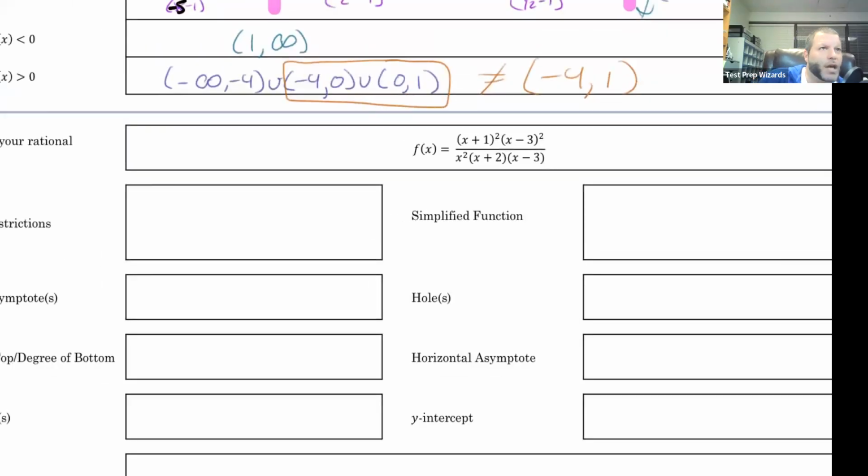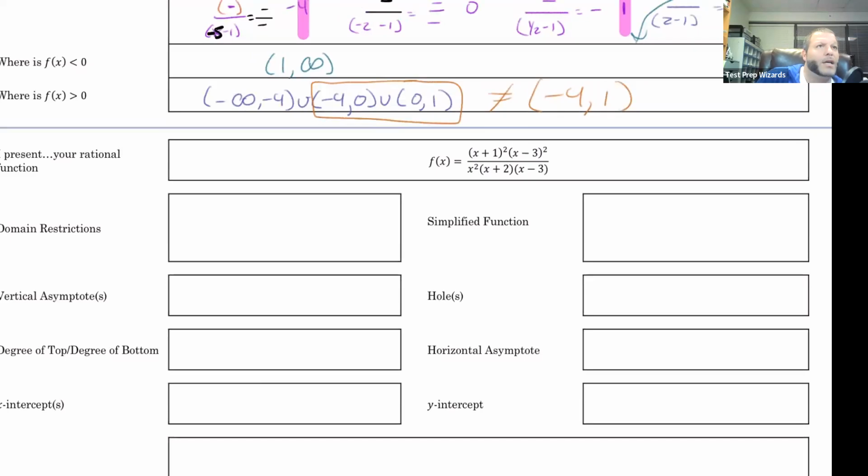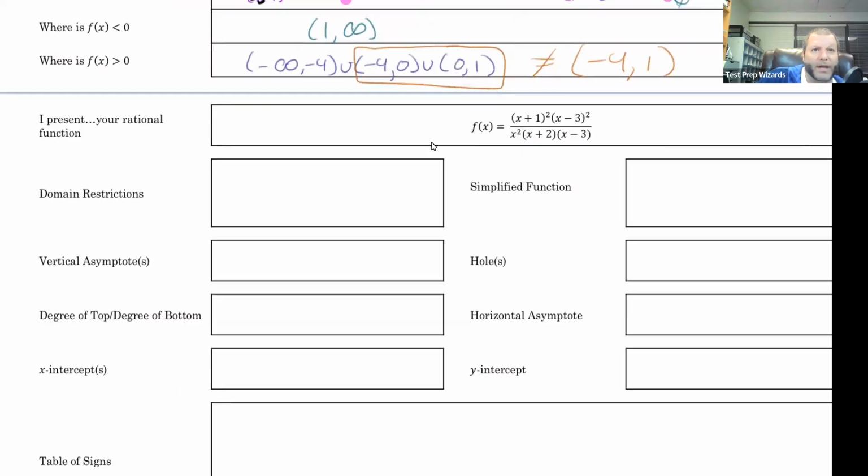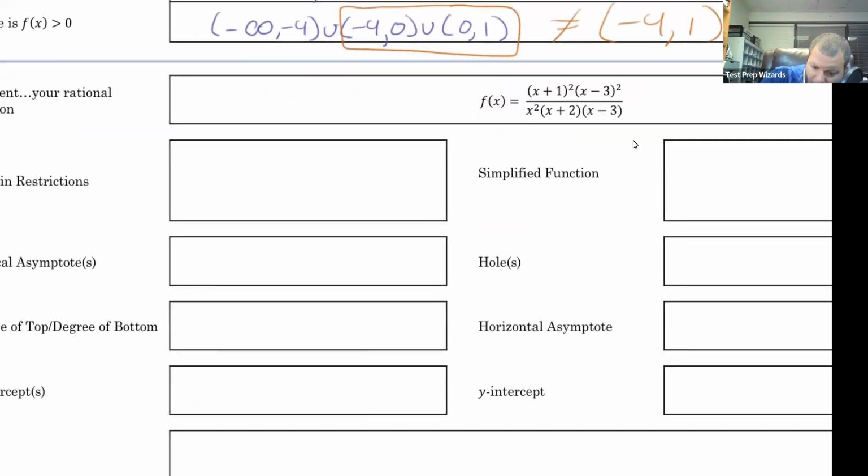Right, so for this function, we have a lot going on here. It's already been simplified, or factored out for you, so you don't have to do anything. Right, so then we'd find our domain restrictions. Everything that has an x in the denominator gets the chance to be zero. So x squared is zero, so zero would be a domain restriction.